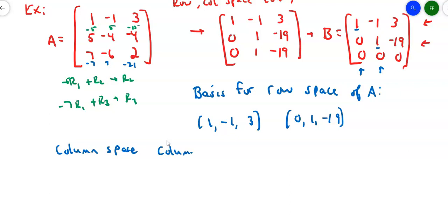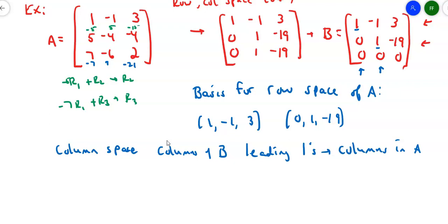So look at the columns of B with leading 1s, and then go back to the columns in A. So these things are row equivalent, but they're not necessarily column equivalent. So we can't just read down the columns and go, oh, 1, 0, 0, -1, 1, 0, that's my column space.